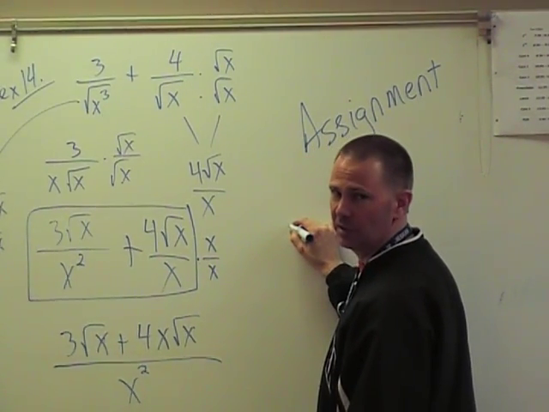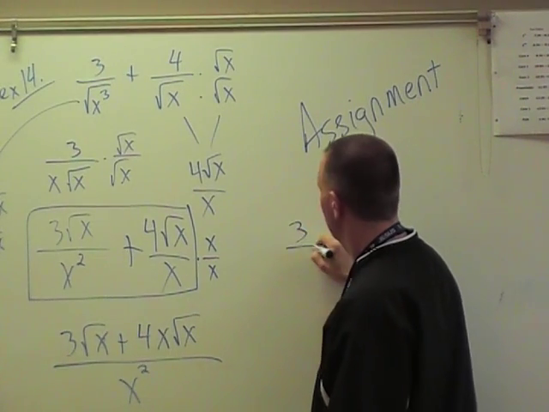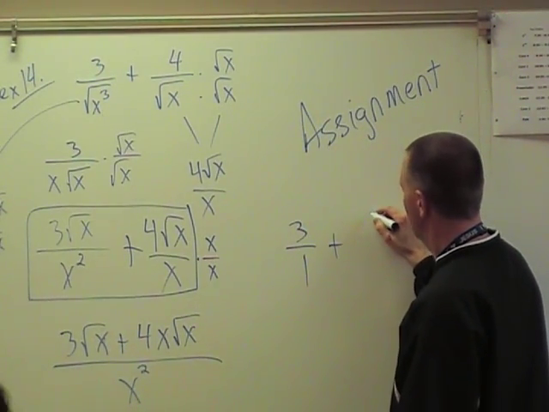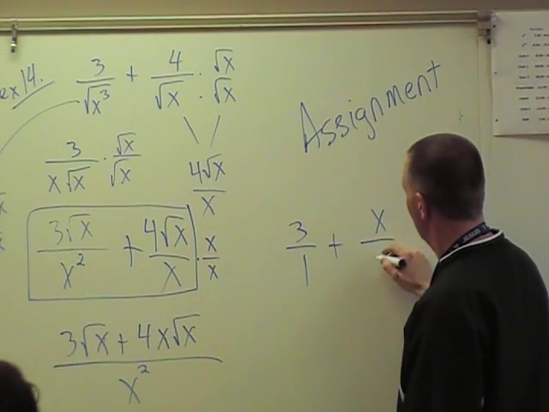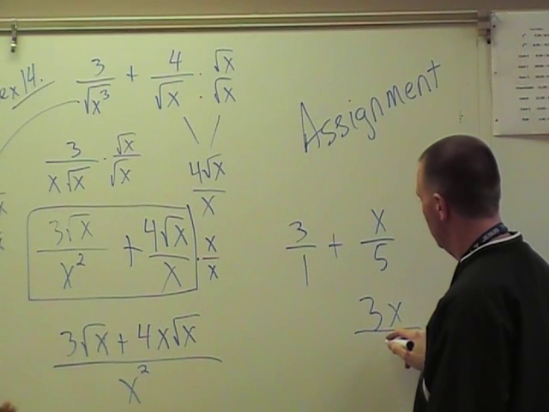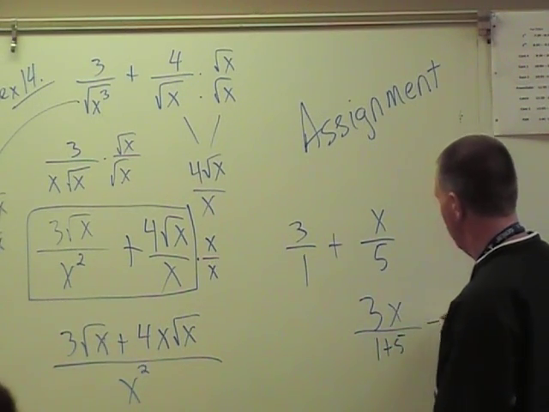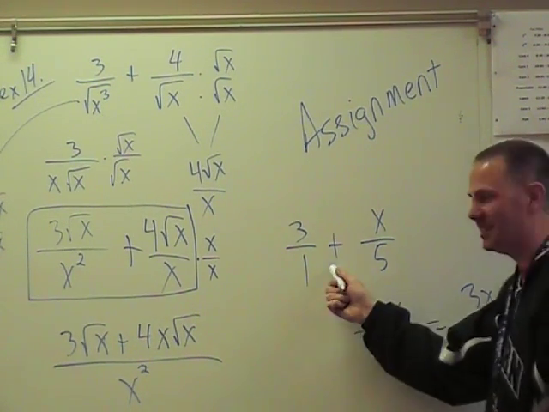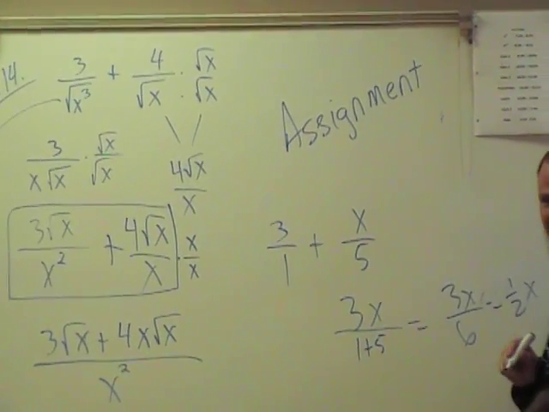Okay, so are you telling me that 3 over 1 plus x over 5 is the same thing as 3x over 1 plus 5? I don't know. What is going on? Why not?